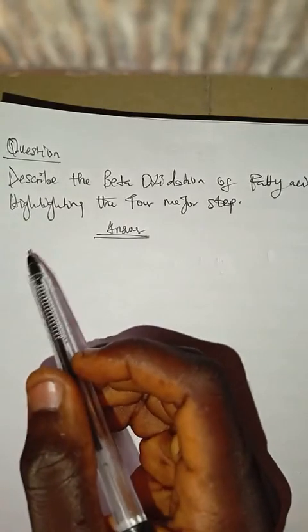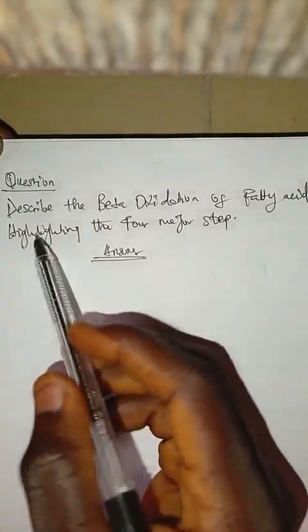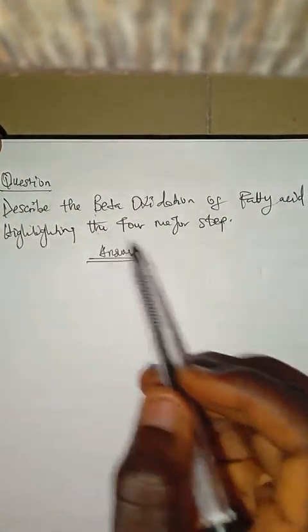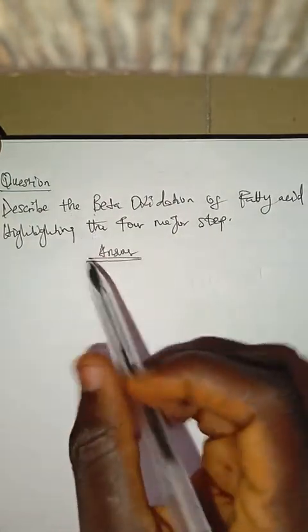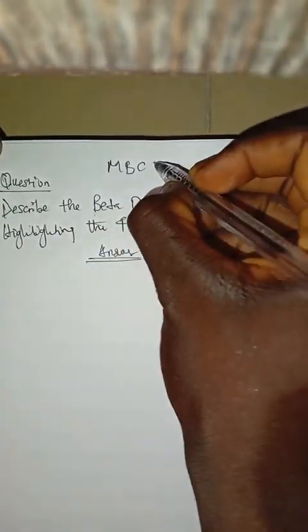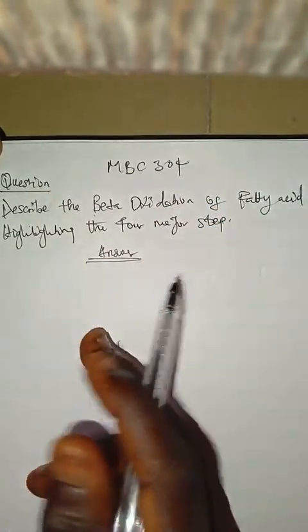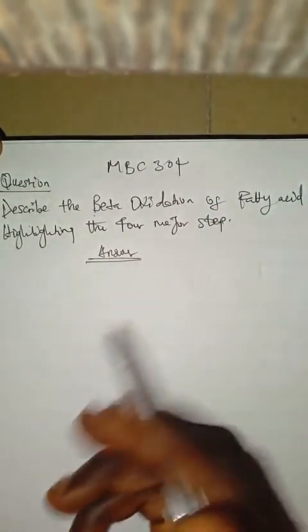Alright, so here's the question. They said describe the beta oxidation of fatty acid, highlighting the four major steps. This is a question from MBC 304. Describe the beta oxidation of fatty acid, highlighting the four major steps.